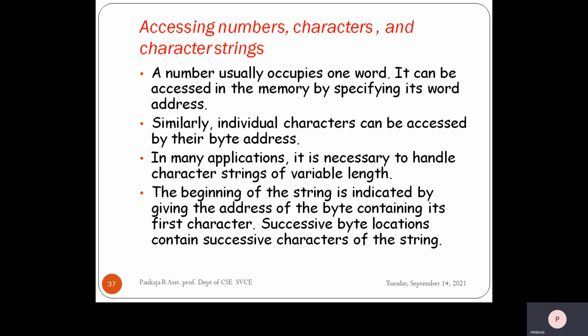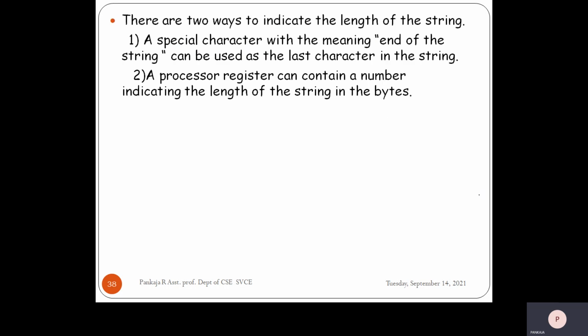In many applications, it is necessary to handle character strings of variable length. The beginning of the string is indicated by giving the address of the byte containing its first character, and successive byte locations indicate the successive characters of the string. When you start working with a string, there are two possible ways of representing the end of the string. A special character meaning end of string can be used to indicate the last character of the string. Or a processor register can contain a number indicating the length of the string in bytes.